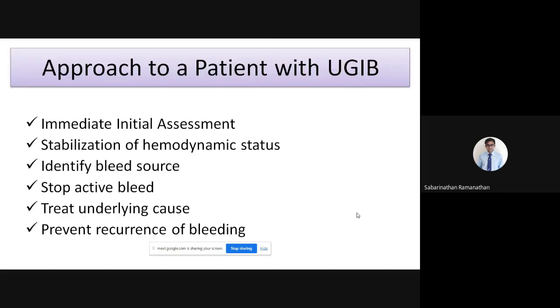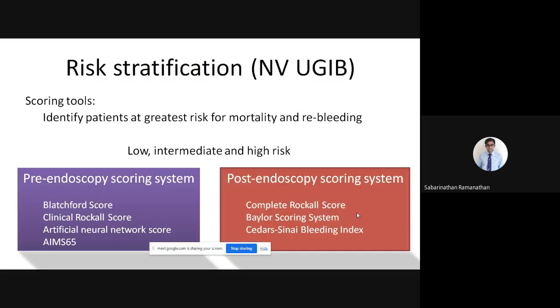So to conclude, when we approach patients with GI bleed, the immediate initial assessment is a very important factor. We have to stabilize the patient, identify the bleeding source, stop the active bleeding, treat the underlying conditions, and prevent the recurrence of bleeding.